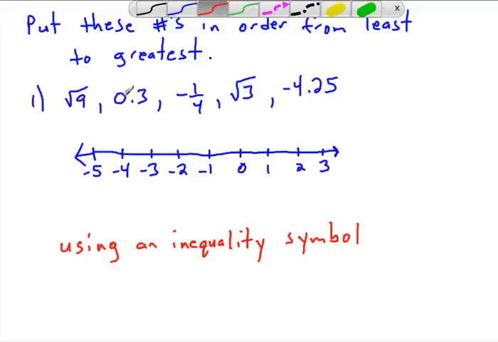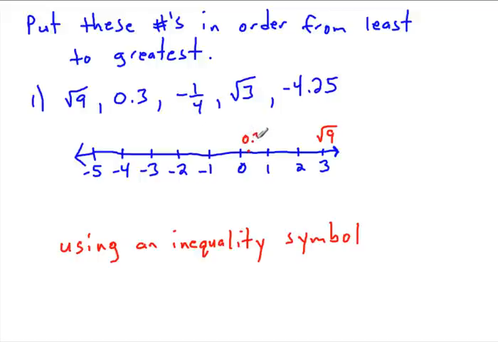So square root of 9 is going to be 3, so I'm going to put that right here, square root of 9. 0.3 is in between 0 and 1. It's right around here. So I'm going to put 0.3. And we have negative 1/4. That's going to be between 0 and negative 1, sorry. So negative 1/4 is kind of around there.